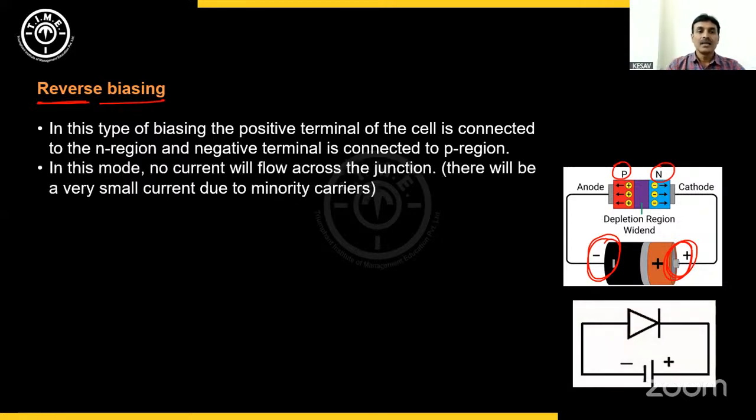In this mode, no current will flow across the junction. But in forward bias mode, current flows through the junction, the diode conducts. But in reverse bias mode, the diode does not conduct.